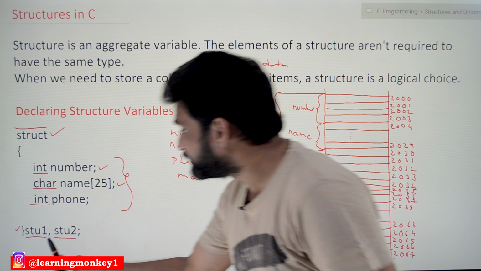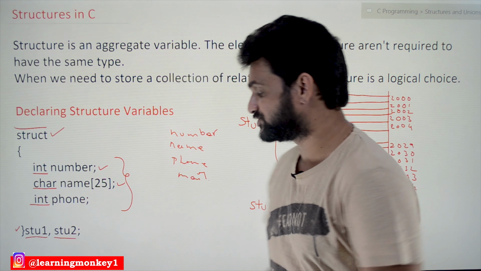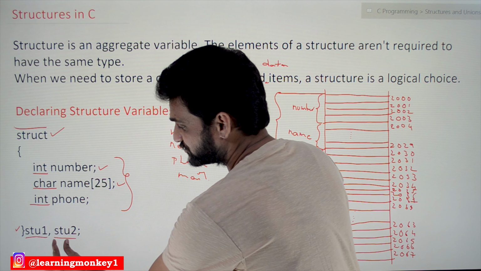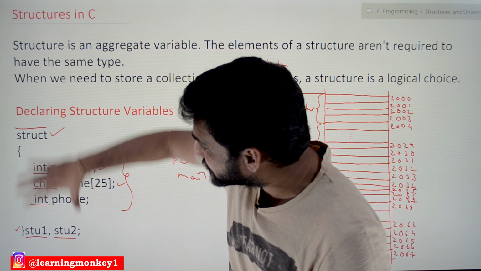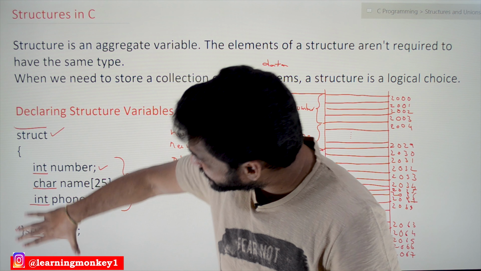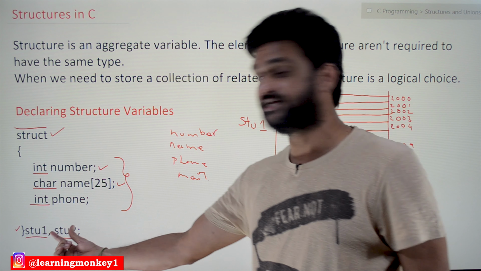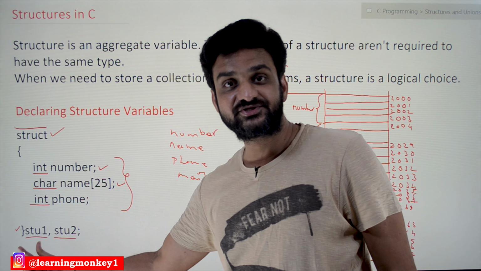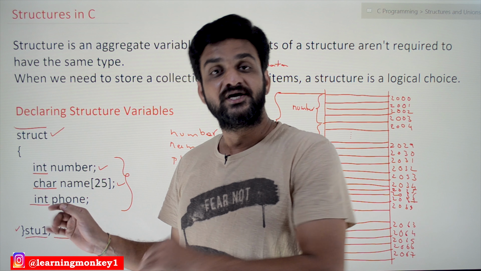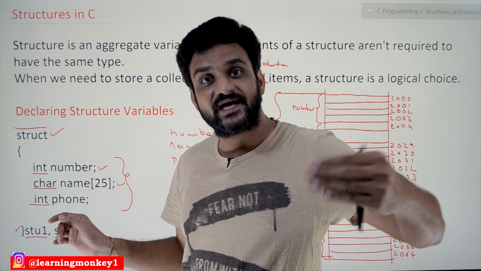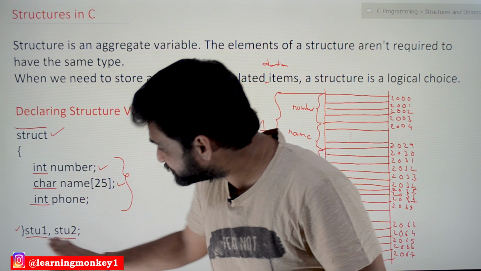So these are the structure variables. stu1, stu2, where stu means student1 and student2, are the variables of this structure. So whenever this entire program is executed and the variables are mentioned. Without mentioning the variables, the structure can also be declared. We will try to understand those concepts in our later videos. So here the variables have been declared.